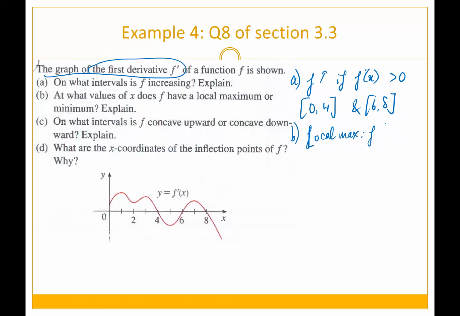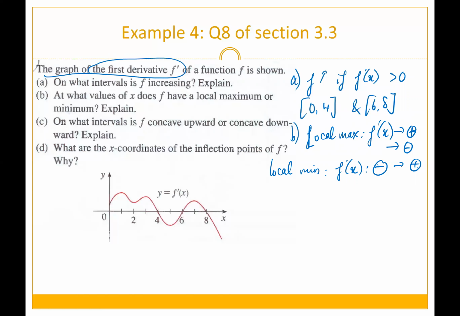It's going to have f prime of x go from positive to negative, and then for a local minimum, it's not infinity, it's just negative. It's going from negative to positive.